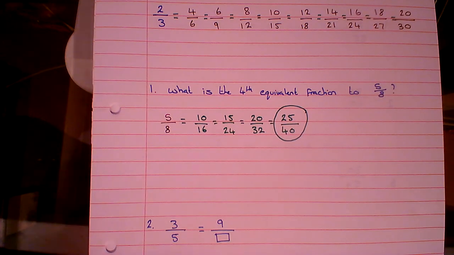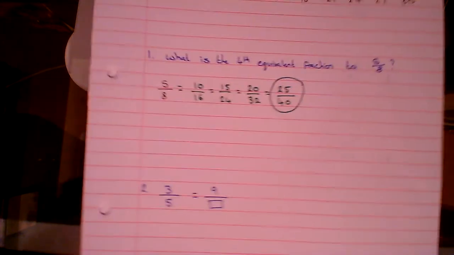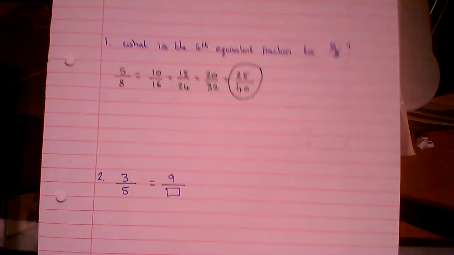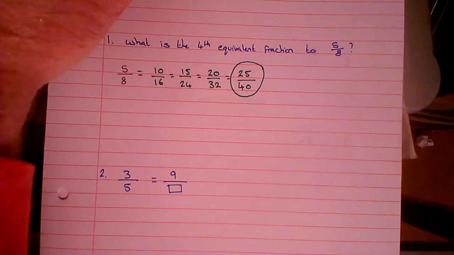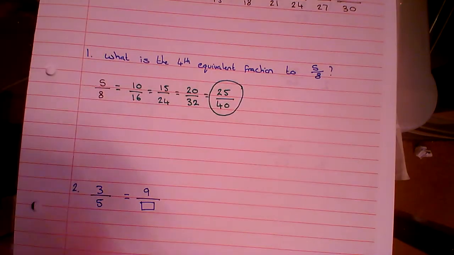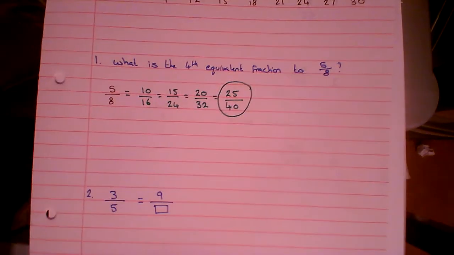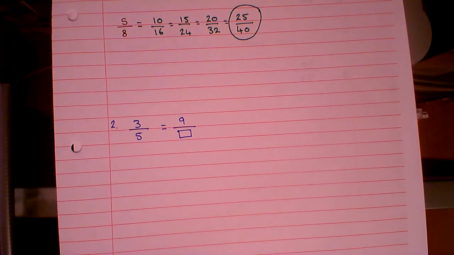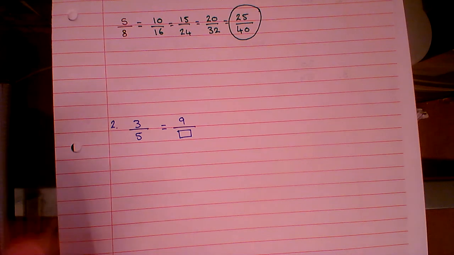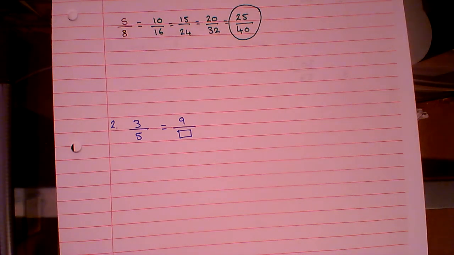Again, we've done nothing different other than write out some times tables. Okay, now if we go back to a different type of question, we've got here the question at the bottom of the page, the camera. So 3/5 equals 9 over something. We need to work out what number goes in that blank box.